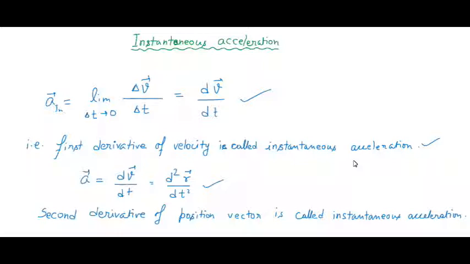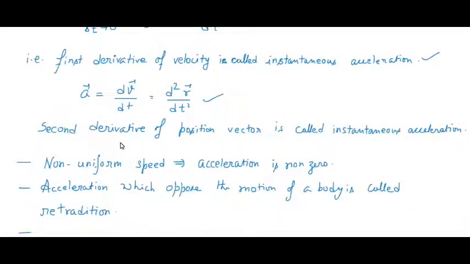The other definition might be: the second derivative of position vector is called instantaneous acceleration. So how is it the second derivative of position vector? So this is the second derivative of position vector. r is the position vector. So d2r upon dt square is the second derivative of position vector, and instantaneous acceleration can be represented as the second derivative of position vector.